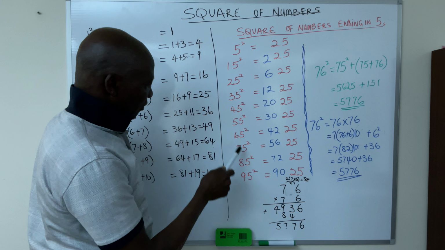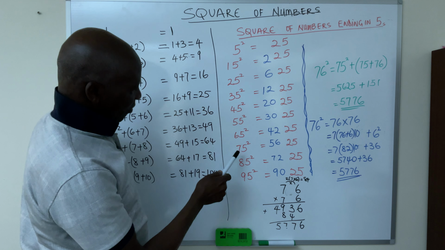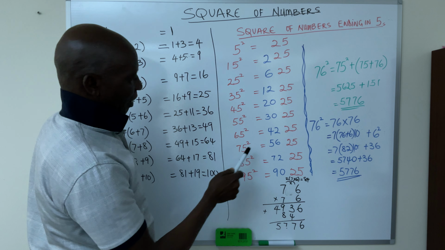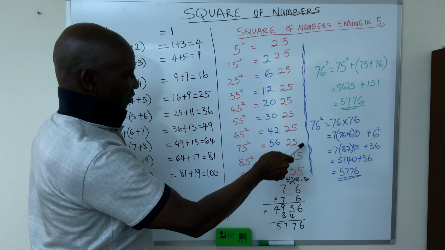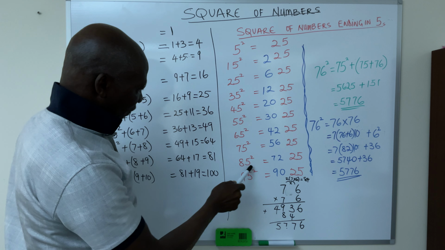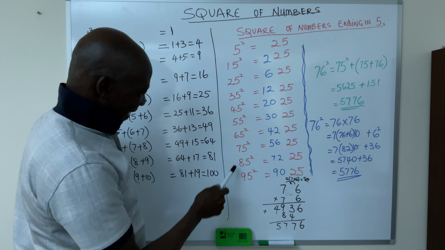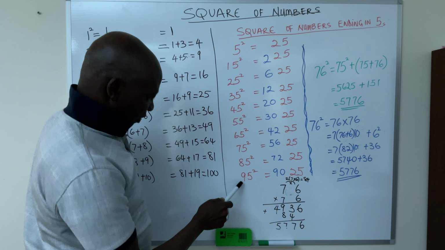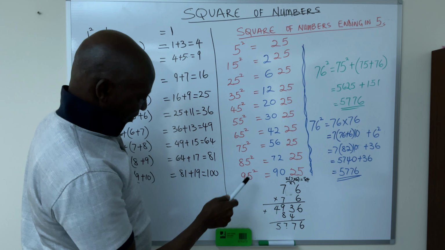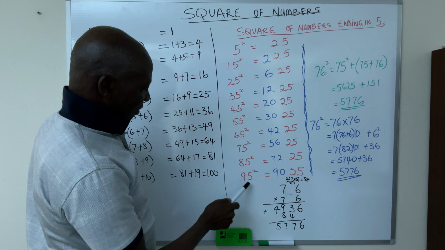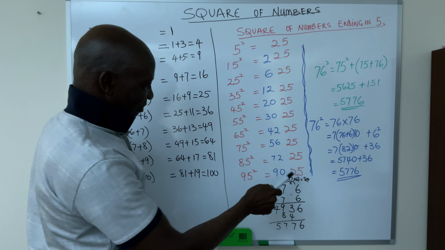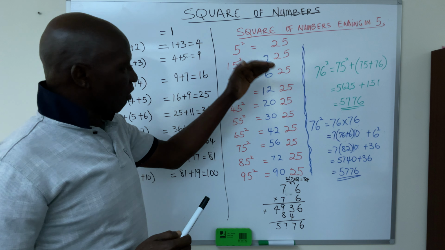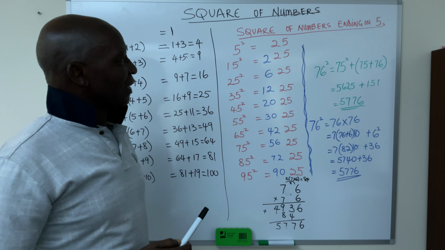The square of 75 becomes 7 times 8, which is 56, 25. The square of 85 is 8 times 9, 72, 25. The square of 95 becomes 9 times 10, that gives 90, 25. This is how we have this pattern of squares which we can get.